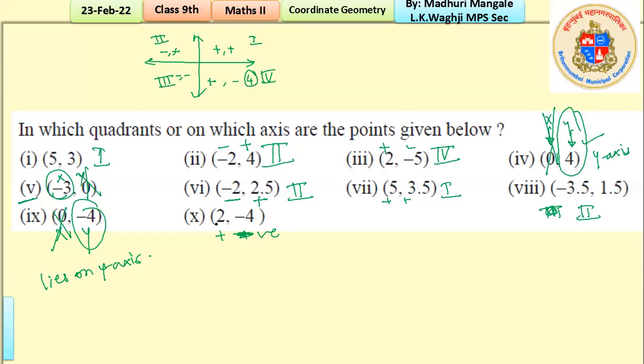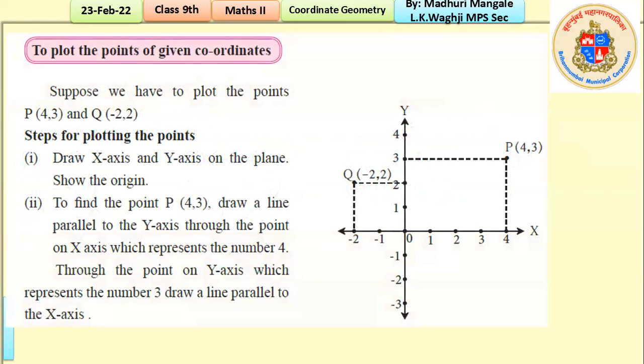Okay. So that's how we identify the quadrants, and if any point lies on any particular axis, it can be identified that way. And now the next concept is how to plot a point. So given a point, how do we plot it? So let's say we have to plot this point P, which is 4, 3. So how do you start? X is 4. You could just always check what is x and what is y. X is 4. So you start with 4 on the x-axis.